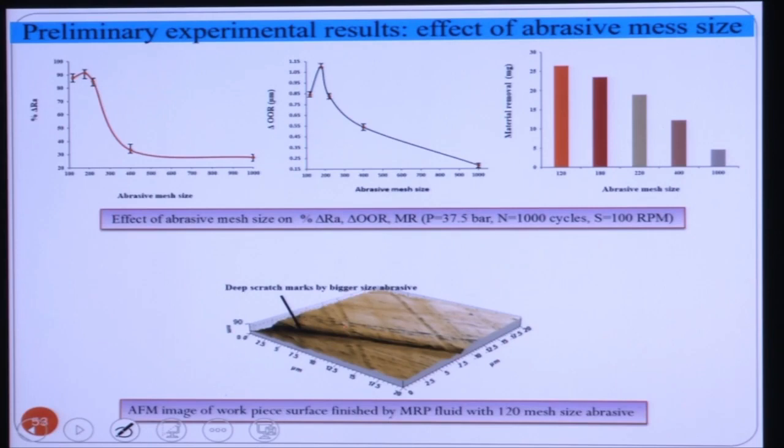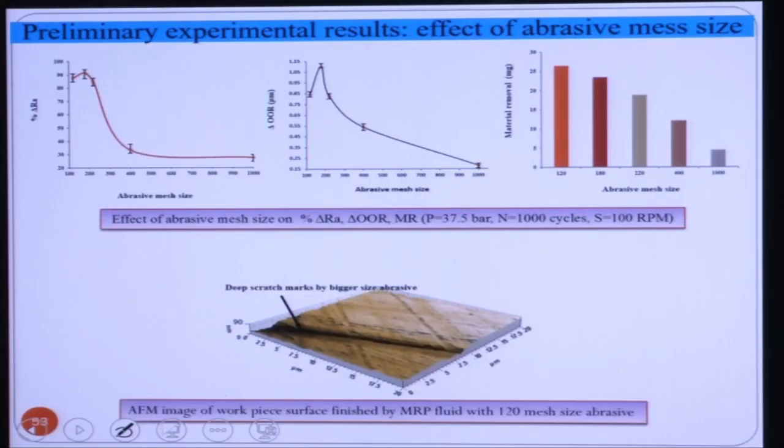With mesh size also we have seen, we have considered silicon carbide abrasive particles. Increasing the mesh size means we are reducing the size of the abrasive particles. So suppose from right hand side to left hand side, we go from smaller size abrasive particles to bigger size abrasive particles here. With bigger size abrasive particles, it will remove the surface undulations with a bigger cut.